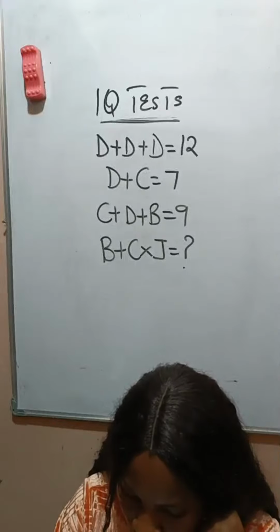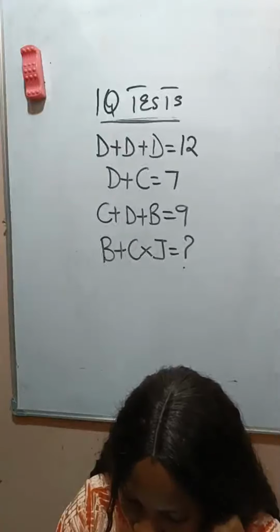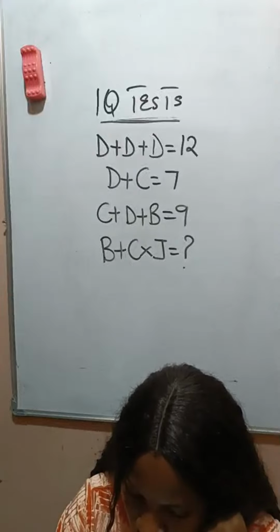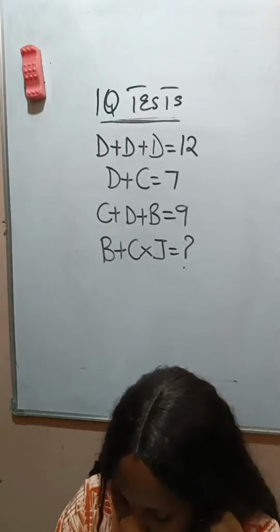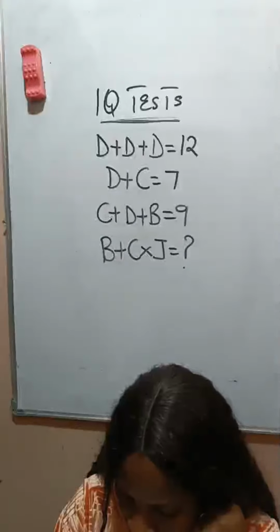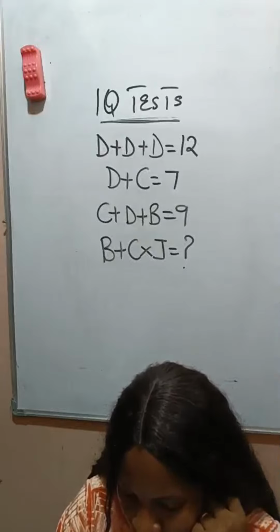So my friend is saying 3D equals 12, D equals 4, substitute 4 plus C equals 7, C equals 3, 3 plus 7 plus B equals 9, B equals minus 1 plus 3 times 7 equals 20. That is Habibi, my friend. Now, Jugu is laughing.